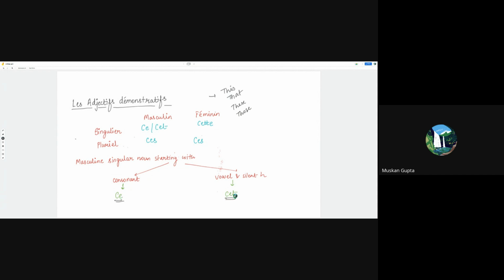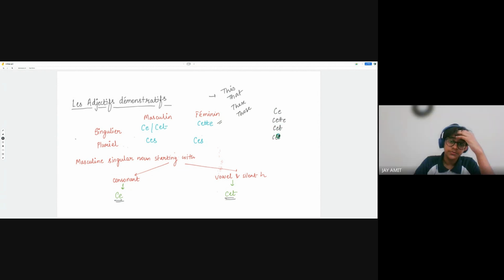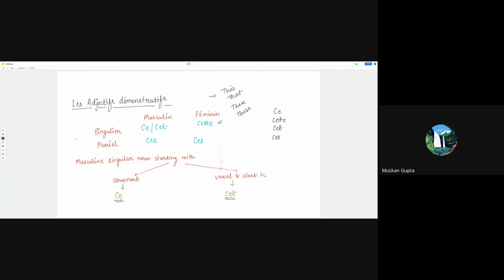If you have a feminine singular noun starting with any letter, it doesn't matter, you will always use cette. For the plural nouns, both masculine or feminine, you will use ces. So we have four forms: ce, cet, cette, ces. Clear? Okay, I think you have done this before also.